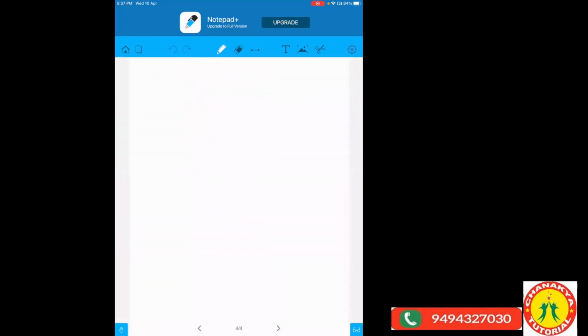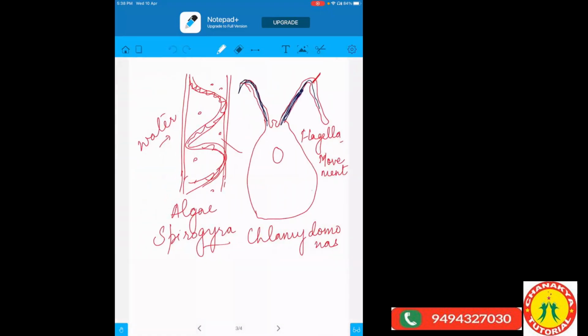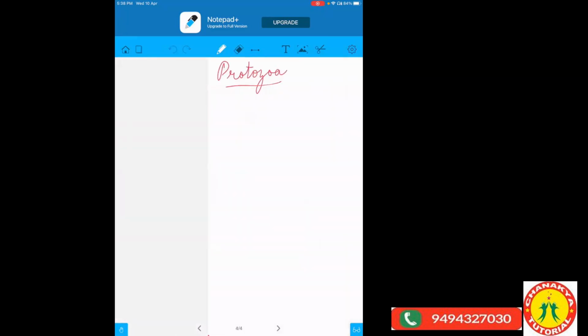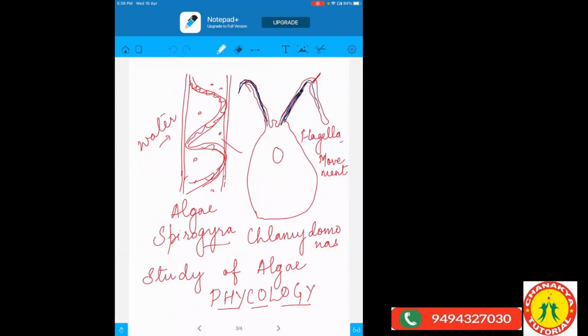Now the next one is the protozoa. The third category of the microbes is the protozoa. And one more thing I have missed here. The study of algae is called phycology. Very, very important, children. Nowhere is it given in your books, so you should know it. Study of algae is called phycology.